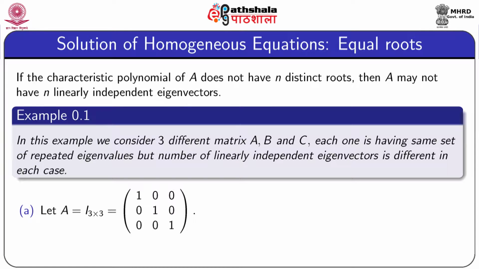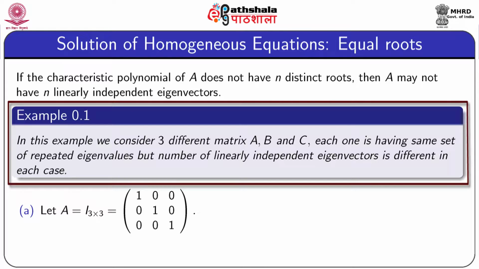We will now consider the solution of the homogeneous equation where the eigenvalues are equal. If the characteristic polynomial of A does not have n distinct roots, then A may not have n linearly independent eigenvectors. So, in this example, we consider three different matrices A, B and C. Each one has the same set of repeated eigenvalues, but the number of linearly independent eigenvectors is different in each case.